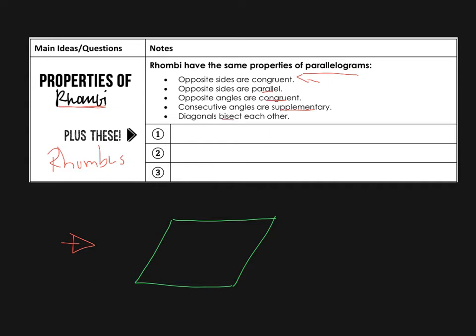And now we have an extra feature. First is that all four sides are congruent. The fact that all four sides are congruent will make things very easy to deal with. Next, we'll talk about the diagonals. The diagonals are going to meet perpendicularly, so they'll form a right angle right at that intersection.